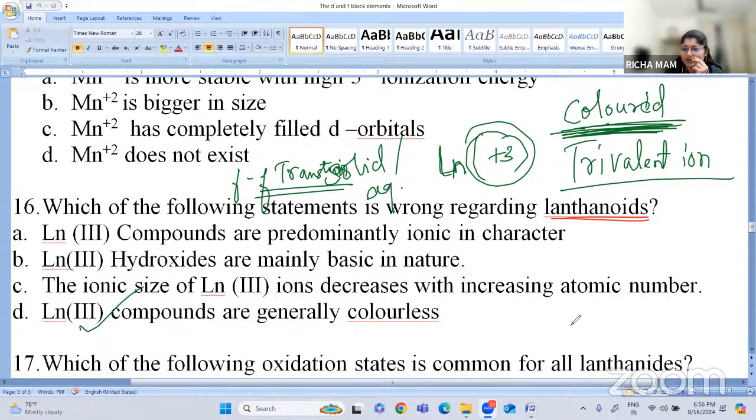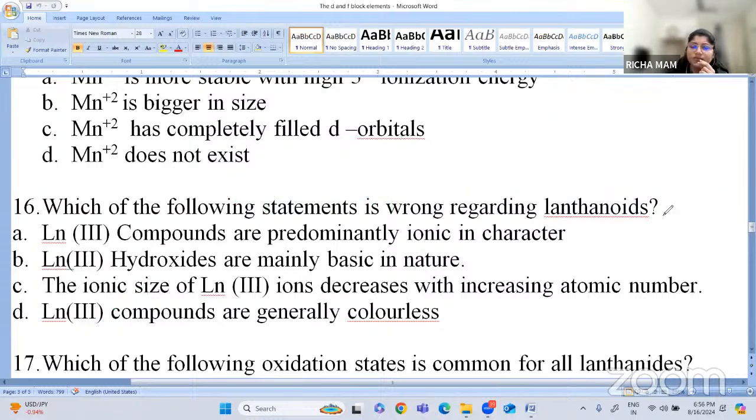Okay, so how the color is observed: they will observe the light from the visible region. An f-f transition takes place, and because of that, partially filled f orbitals will be present. So option number D is our answer. Whoever answered option number D is correct.